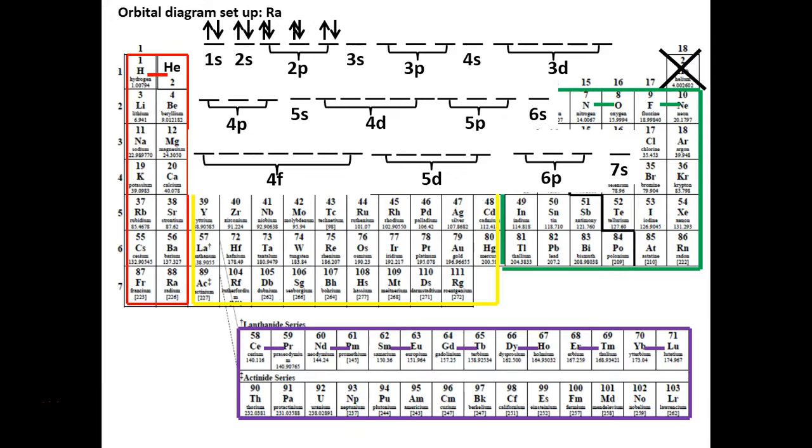Then S, we go top, bottom. Then P, we go top, top, top. Bottom, bottom, bottom. 4S, we go top, bottom. For the 3D, we go top, top, top, top, top, and then bottom, bottom, bottom, bottom, bottom. All right, and we'd actually fill up all the rest of these the same way.